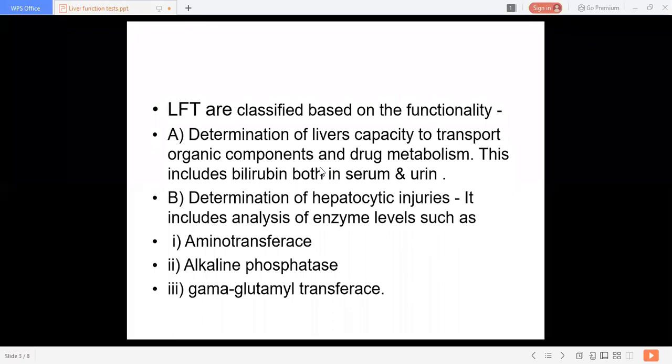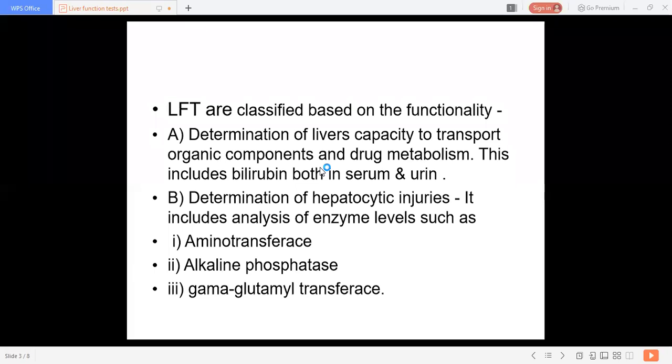Now, direct bilirubin. Direct bilirubin is the form of bilirubin which is soluble in water and gives the level of conjugated bilirubin in the serum sample, that is in the blood. And the normal value of this direct bilirubin is up to 0.25 milligram percent.